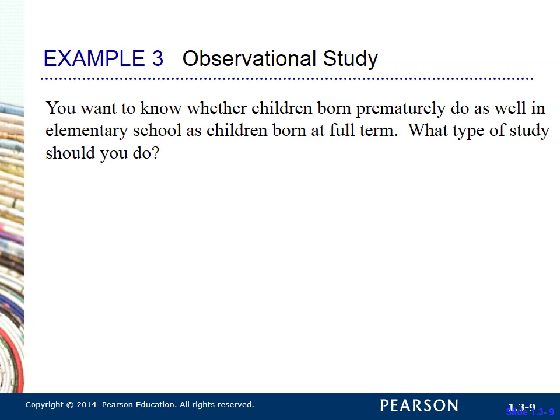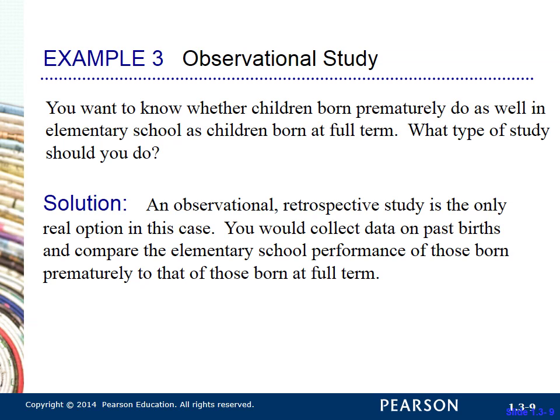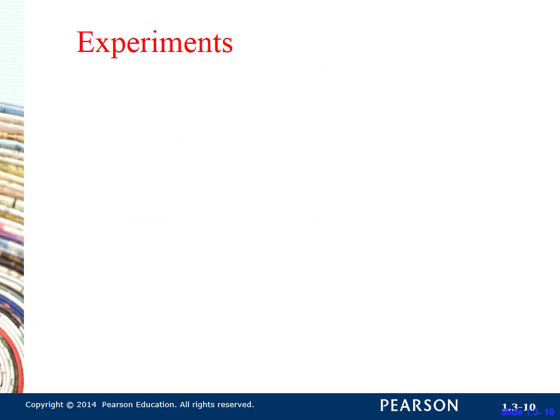So you want to know whether children were born prematurely. Do they do as well in elementary school as children born at full term? So what type should I do? Well, since I want to go look at the past, this would be a retrospective study. You could go look at past births and compare those with current elementary school performance, and compare those from the premature to those born at full term. So a retrospective study.